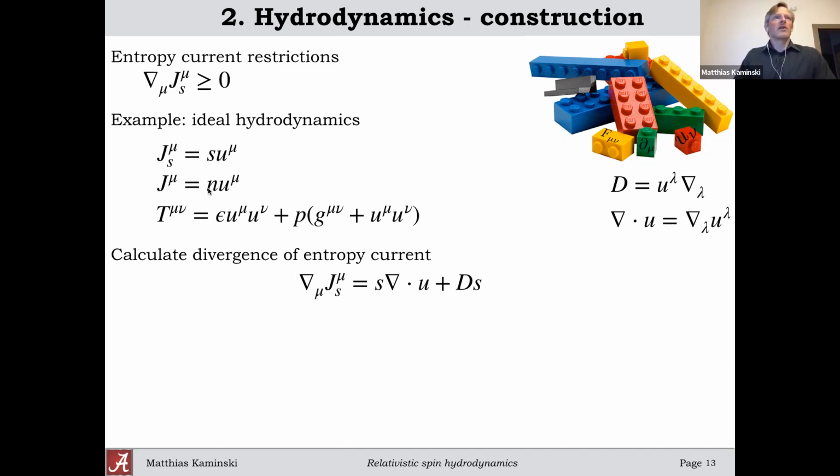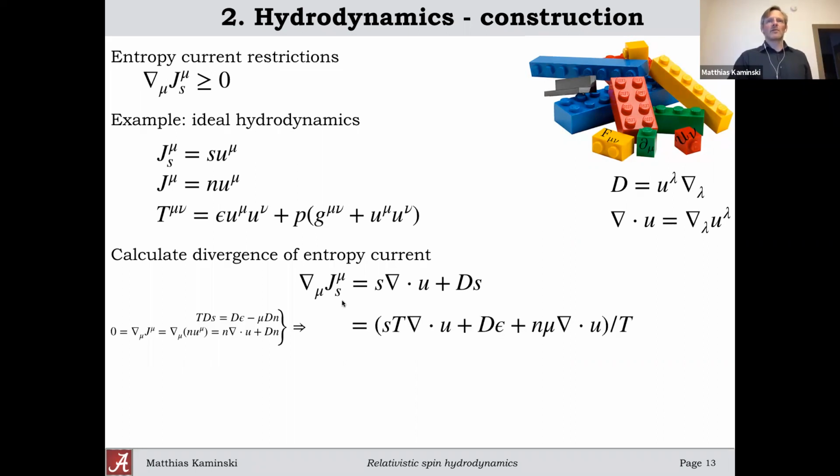You have the current of charges N that go with the fluid u^mu, and then you have the energy momentum tensor in its ideal fluid form, energy density and the pressure. Now we can calculate the divergence of this entropy current in ideal hydro, and that gives you this. You see that this capital D is just the time-like derivative, because u is a time-like vector.